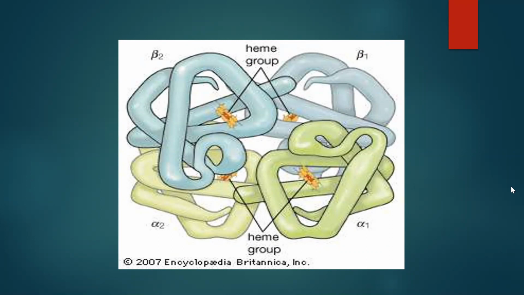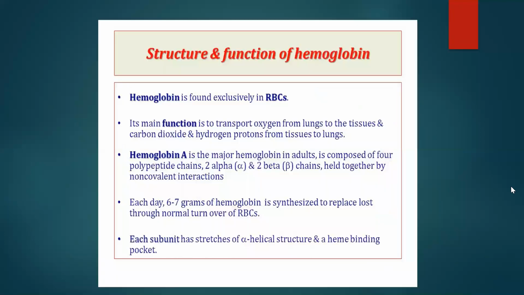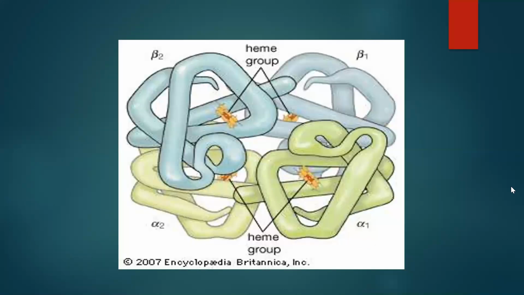We have two chains. Basically this is the alpha alpha, and here we have beta beta. Like I said in the last slide, it is composed of the 4 polypeptide chains. So you can see here 1, 2, 3, 4, 2 alpha and 2 beta. And in the center of these chains we have the heme group. That's why it is called hemoglobin.